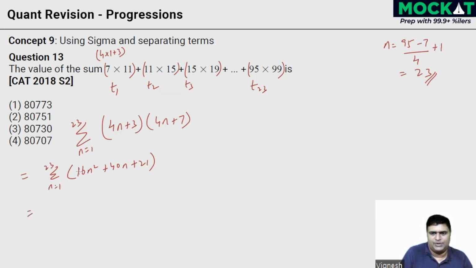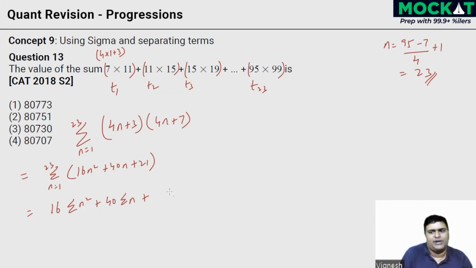Note the key things over here. As a summation, I can apply sigma to each of these. When I apply sigma to 16n square, the coefficient can come outside the sigma. I can write it as 16 into sigma of n square plus 40 into sigma of n, all 1 to 23. We'll come to that. Plus 21 constant. What does it mean?